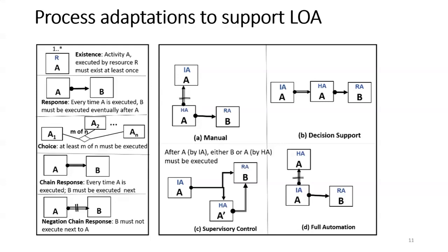In supervisory control, the intelligent agent performs a task A, and here we could have a scenario where, in certain cases, a human agent may perform a task A prime, which is similar to task A, like verification of what the intelligent agent has done, or redoing that task. Subsequently, in both these cases, the task B would be performed by a robotic agent. And finally, in the full automation scenario, the task is performed by an IA and not by an HA. So these are the 4 levels of automation that we could configure using these declarative constraints.